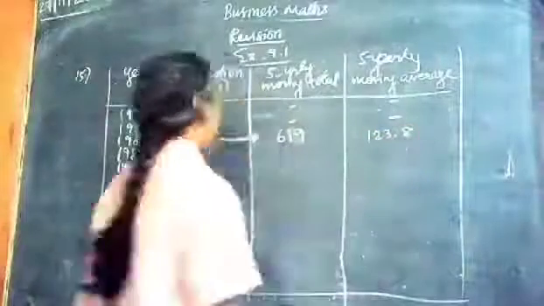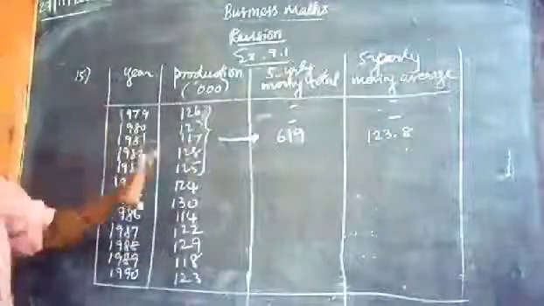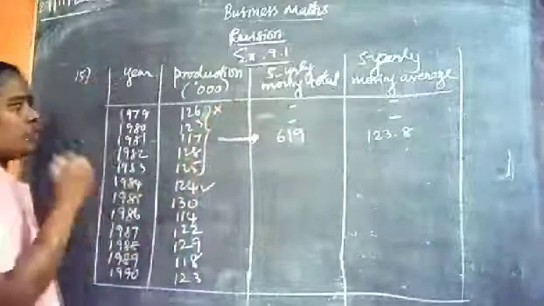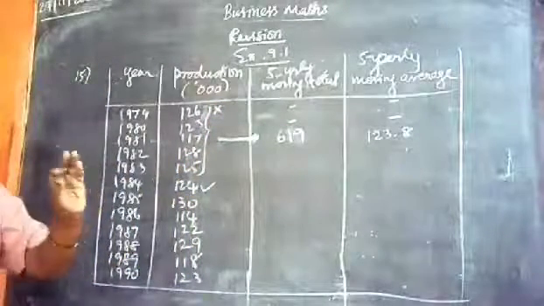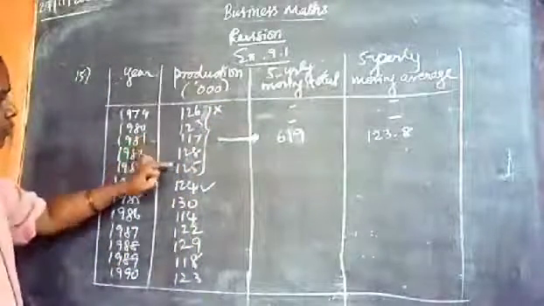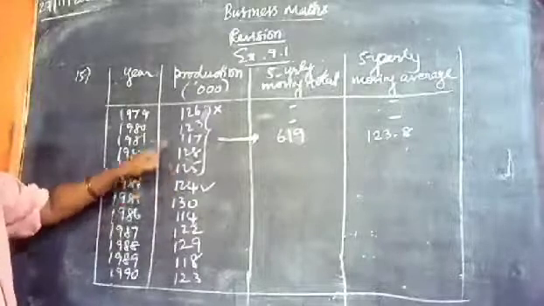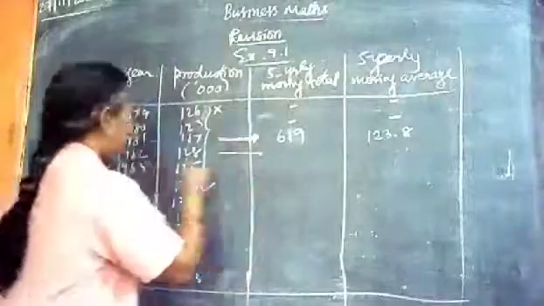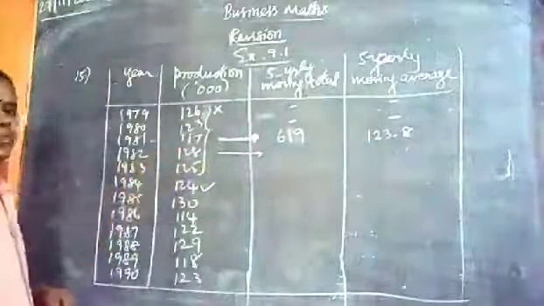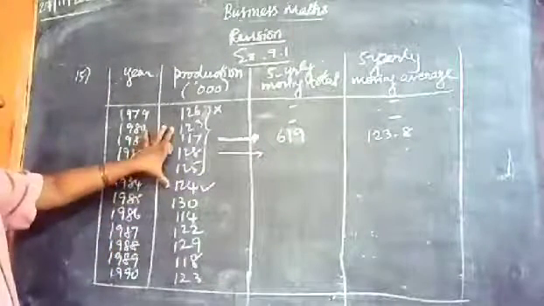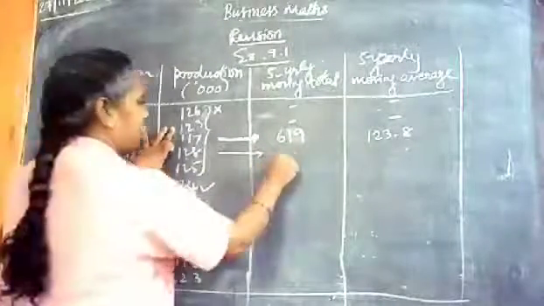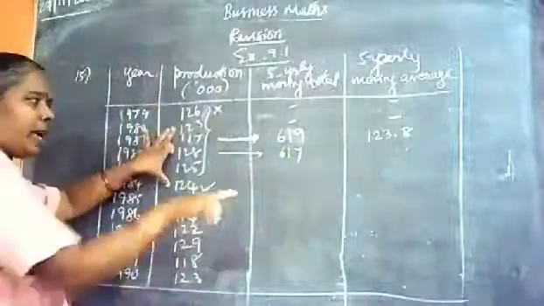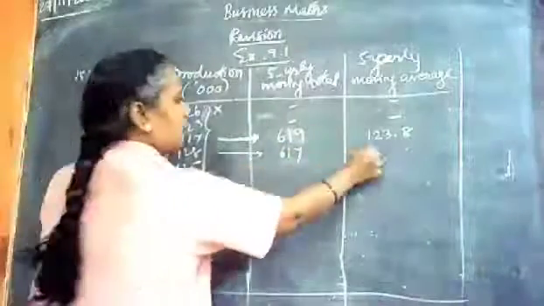123.8. Next, we are going to leave one value, join one value, so that we are getting 5 values. Just to confirm, 1, 2, 3, 4, 5. Yes, we are getting. Find the 5 values total and write it here along 1982. Okay, total 617, and divide it by 5. 123.4.